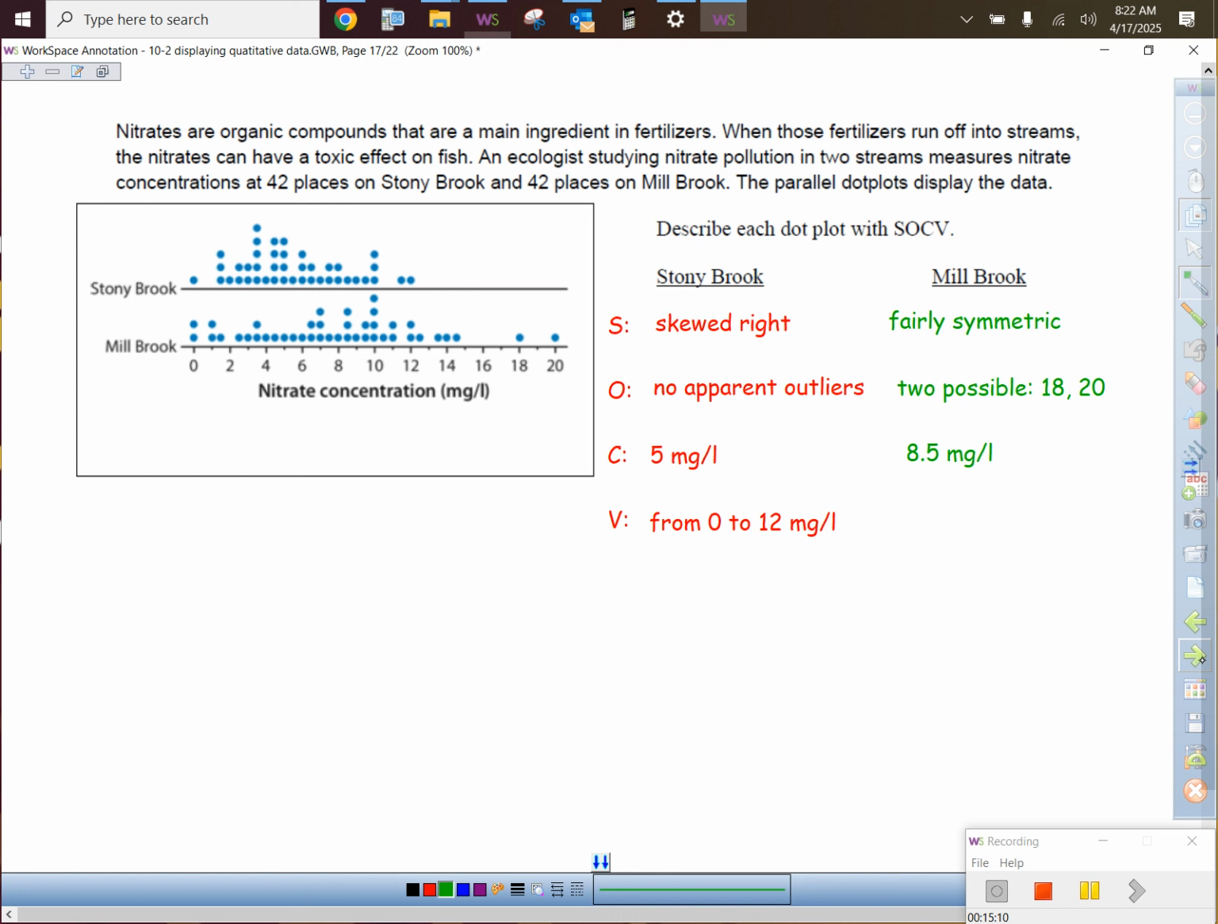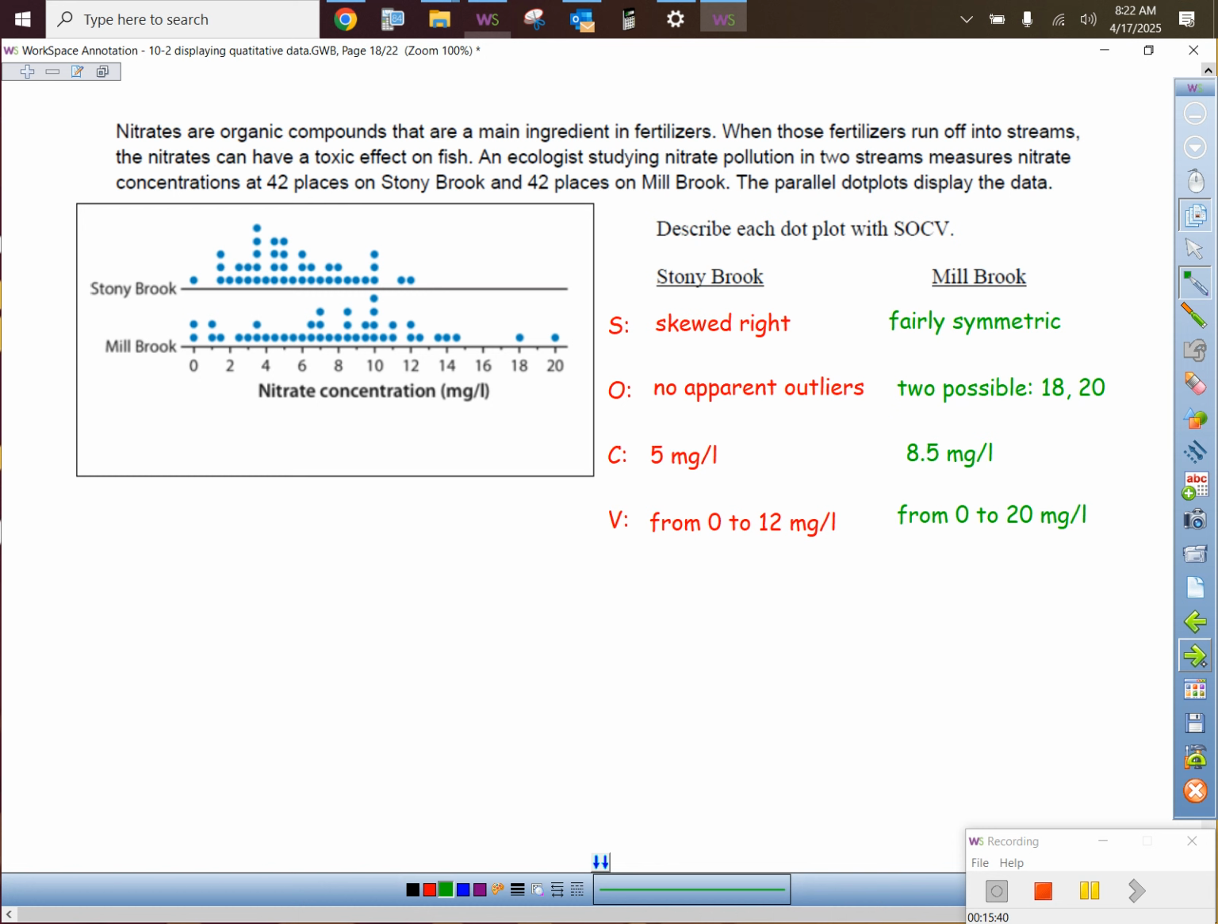So can we do that on Millbrook? What is the low on that one? 0. What is the high? Which one has more variance? Stony Brook or Millbrook? Millbrook varies more, right? So it's like a weird word, variance, but it's such a simple concept. It's just low to high. How much does it vary from?